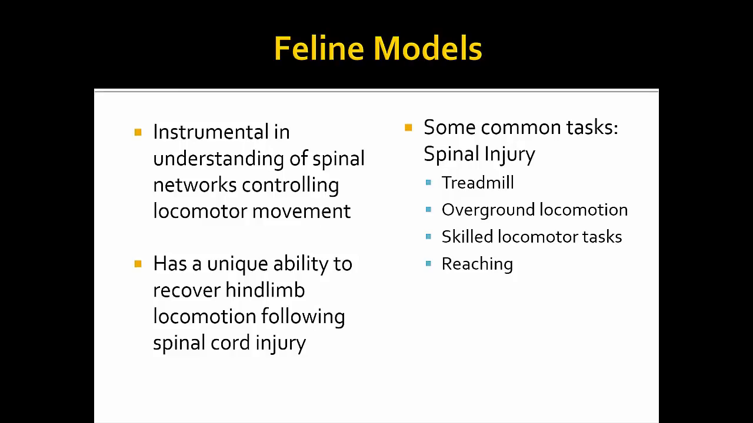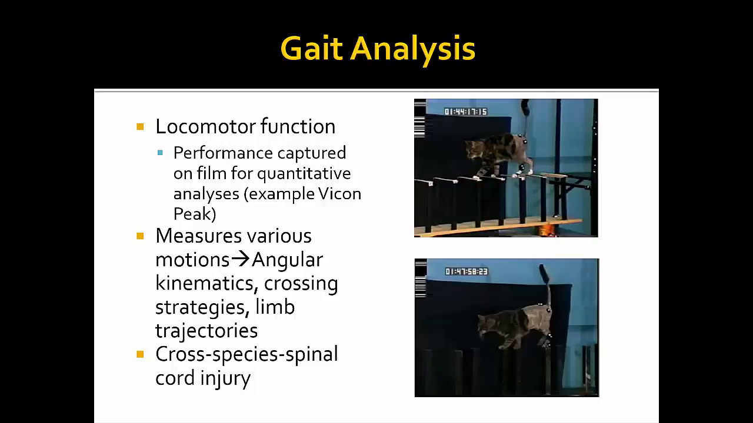And then we have some feline models here, which are mostly used in spinal injury. They're used because of their ability to recover hind limb locomotion following spinal cord injury. And you can see here that these animals who've had spinal cord injury can do this peg walk across this, and they're able to assess various paw placements, limb trajectories.